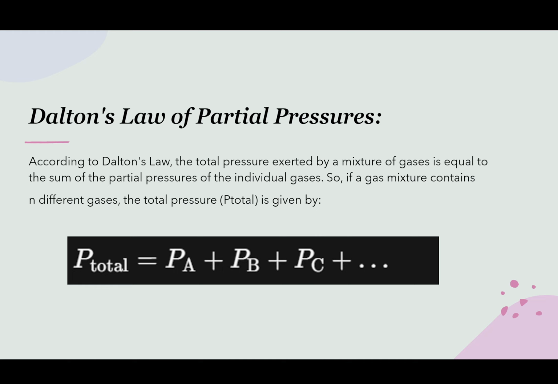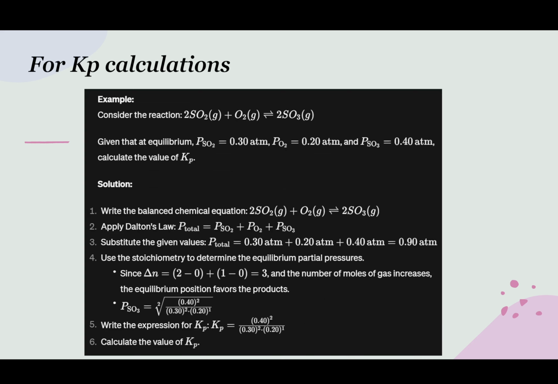So if only gas A exists within a chamber, then the overall pressure exerted within the chamber is the pressure of gas A. But if gas A and gas B exist in a chamber, then the total pressure is the sum of gas A and gas B. That makes sense, right? Yes, sir. So the total pressure is the sum of all the different pressures. That is basically what he's saying.